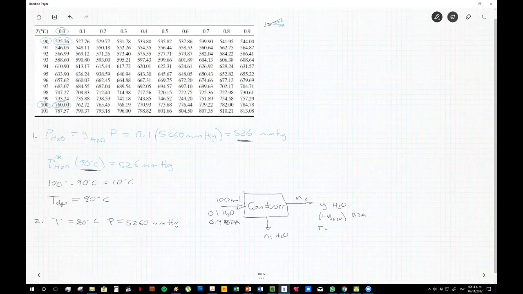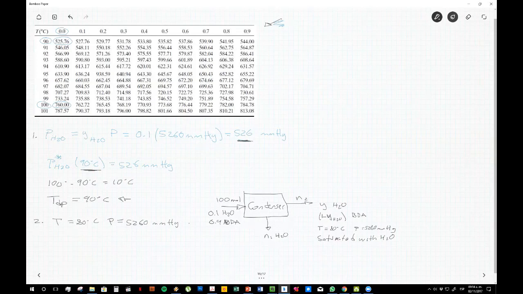We have the conditions: temperature equals 80 Celsius, and pressure equal to 5,260 millimeters of mercury. And the last one is that, of course, this should be saturated with water, right? Because we determined that the dew point is 90 degrees. So anything lower than 90 degrees will keep the air saturated, okay? So now we have our mass balance, okay?